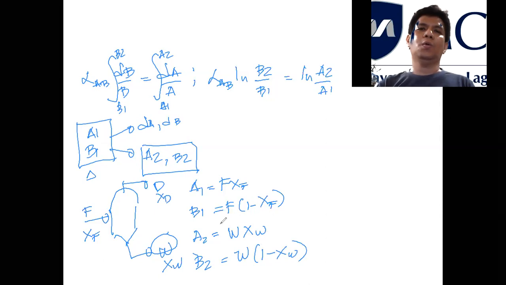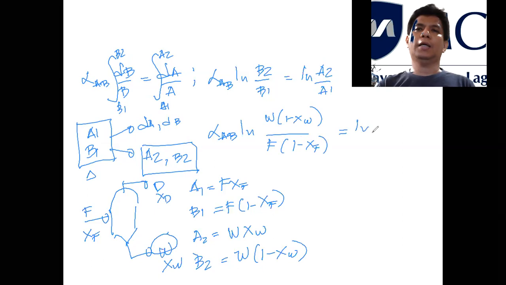Okay? So when you substitute all these variables, all these equations into what we have derived so far, you will have the Rayleigh equation. Alpha AB and then ln. B2 is W(1 minus XW), and then B1 is F(1 minus XF). And then ln. A2 is WXW, and then A1 is FXF.